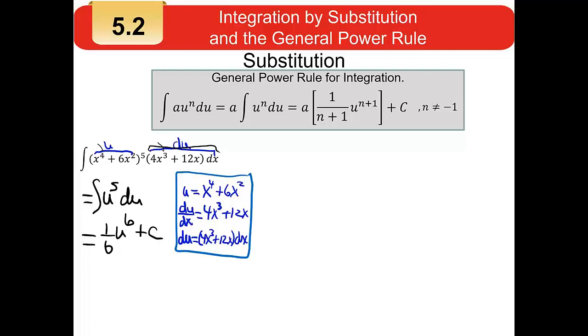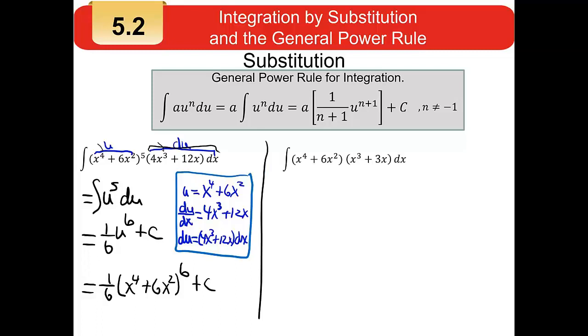Use your formula. The formula says you add 1 and then divide by that, 1 over that number, and then get rid of your u. It's really not that bad, but if you practice, you're going to get better. If you don't practice, you probably won't.